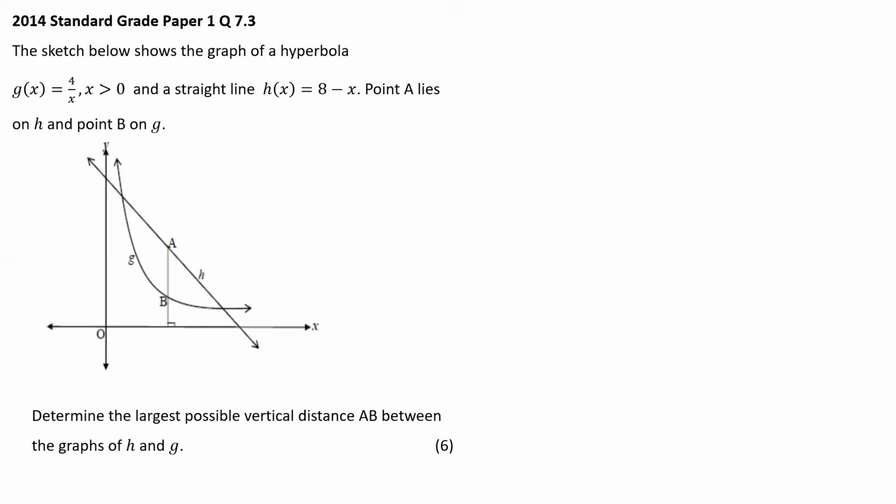Let us begin. The question says, the sketch below shows the graphs of a hyperbola, g of x, which is 4 over x, where the value of x is greater than 0, and a straight line, h of x, which is 8 minus x. Point A lies on h and point B is on g.